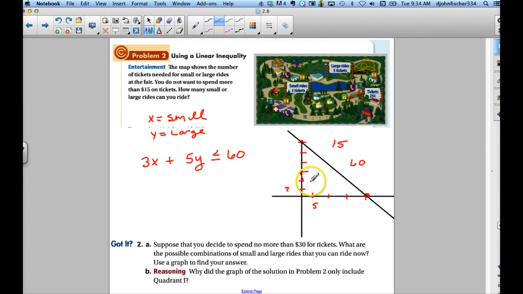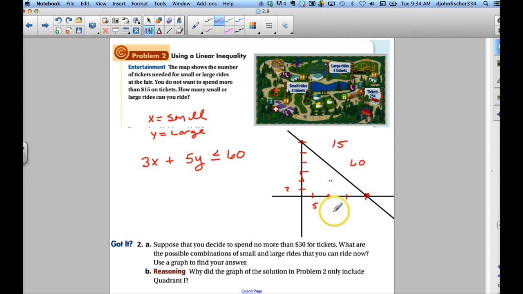If I start writing them out here, I could say, okay, I can go 0 small and 1 large ride, 0 and 2, 0 and 3, and so on up to 0 and 12. I can go 0 small rides and up to 12 large rides. Or I can go the other way. Or I can take 10 small rides and 4 large rides, and that would work too. So there's a lot of options in here. You could pick any point in here.